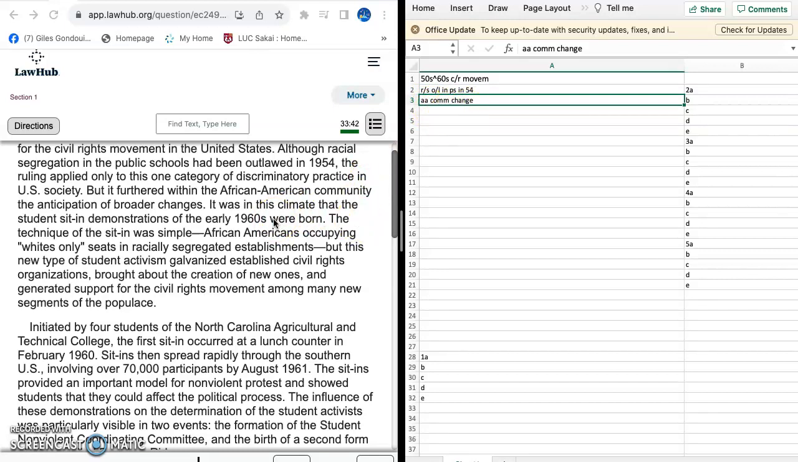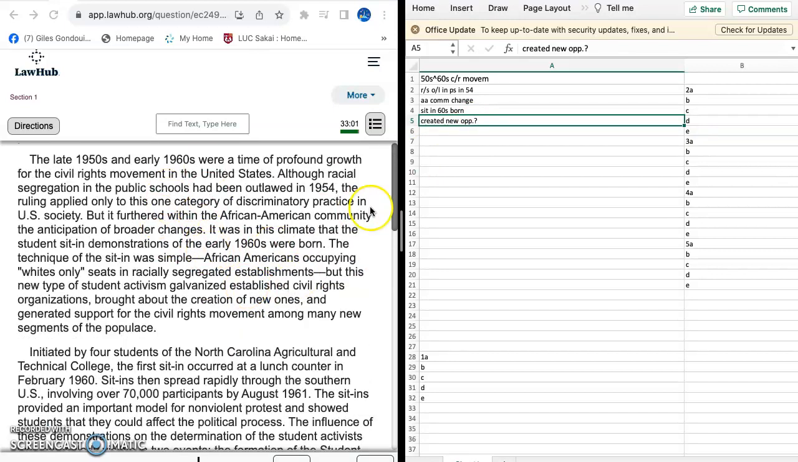It was in this climate that the student sit-down demonstrations of the early 1960s were born, meaning that the sit-in in the 60s started. The technique of the sit-in was simple, as African Americans occupying whites-only seats in racially segregated establishments, but this new type of student activism galvanized established civil rights organizations, brought about the creation of new ones, and generated support for civil rights movements among many new segments of the populace. So created new, what you consider, opportunities.